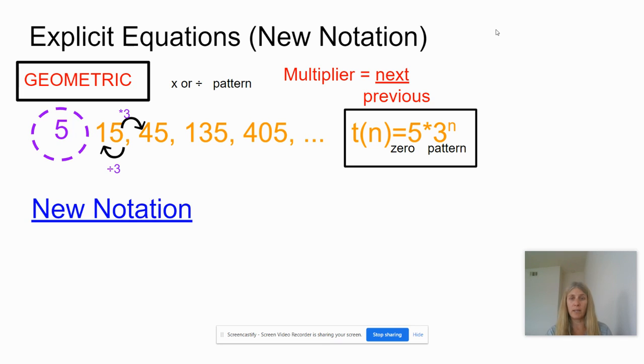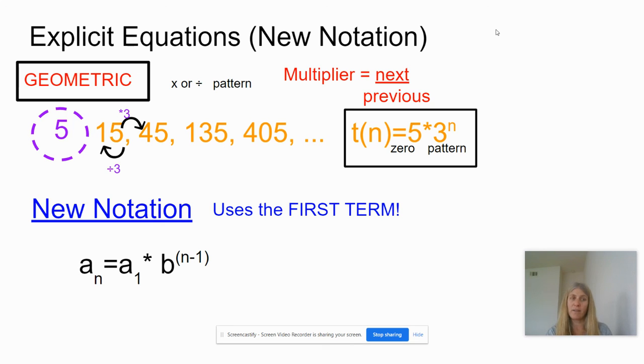Okay, now we're going to go ahead and look at it in the new notation. Once again, we're using a of n and a of 1, and we're going to be using the first term. So here's the formula for a geometric multiplication pattern. A of n is equal to a of 1 times b, but in this case, instead of the nth power, it's to the n minus 1th power. So once again, a of n is simply a substitute for y, or t of n, and a of 1 is the first term, and the pattern stays the same. So all we're replacing is a of 1 and b.